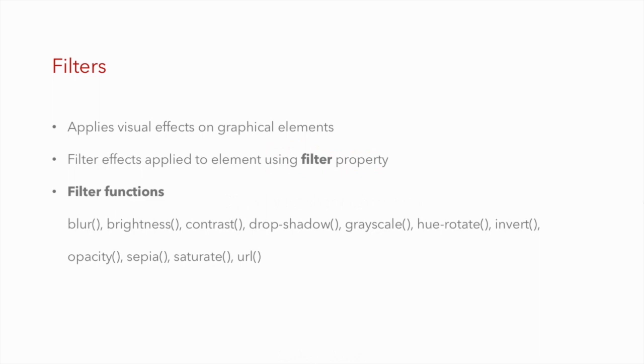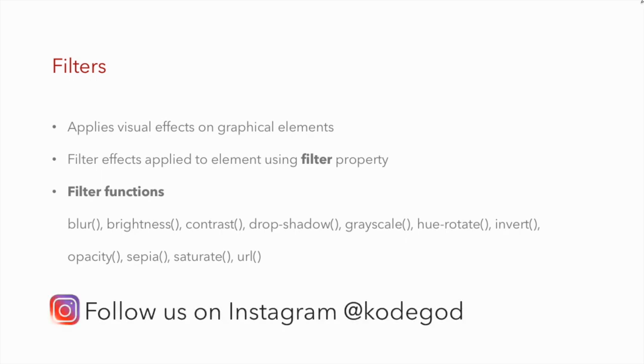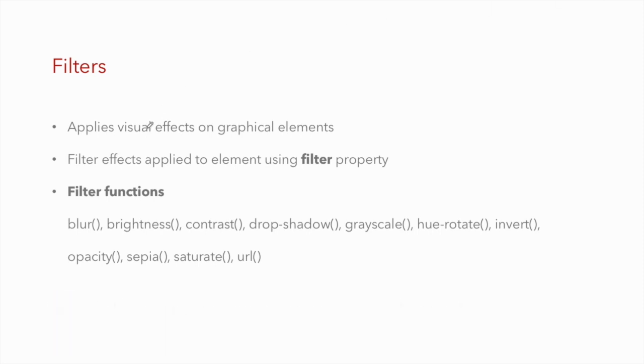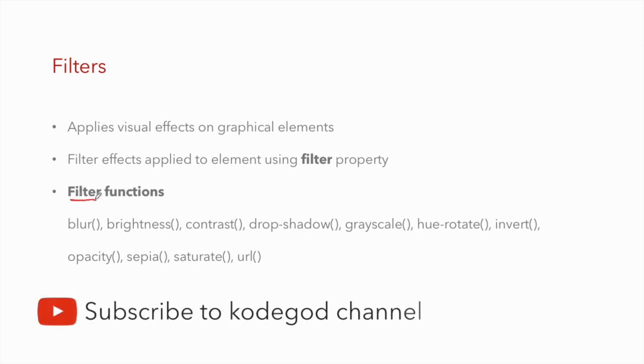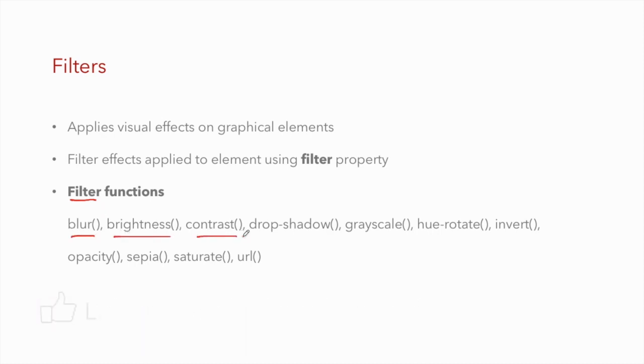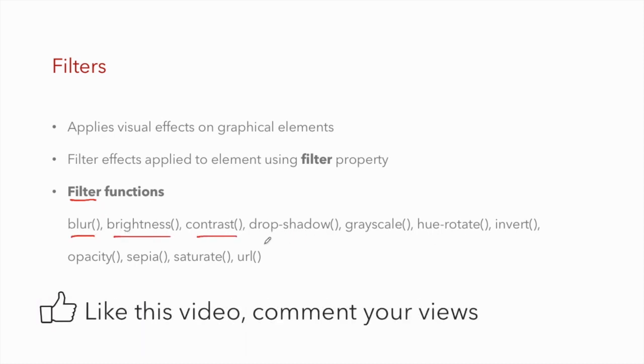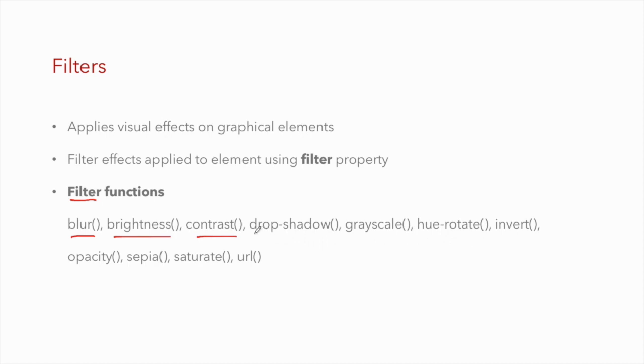Next, we are going to learn about filters in CSS3. Filters basically apply visual effects to the HTML elements that you have on your web page. Filters affect how the element is going to look using the filter property. There are a few predefined functions which filter uses, which are blur, brightness, contrast, and so on. We are going to look at each one of these functions one by one in the upcoming slides.